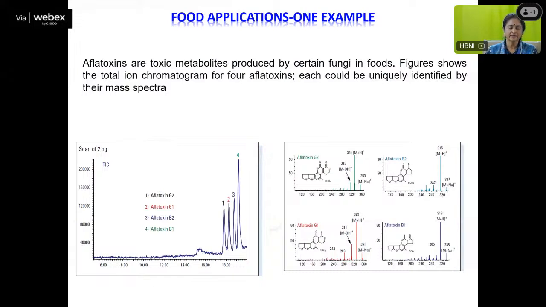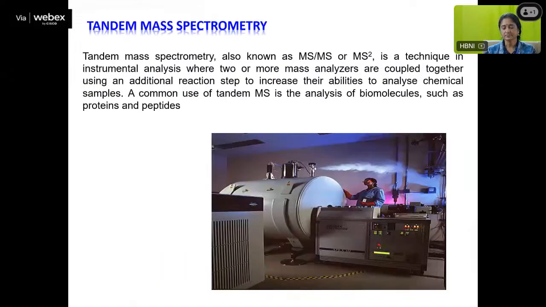One example is given: aflatoxins are toxic metabolites produced by certain fungi in foods. The figure shows the total ion chromatogram for four aflatoxins. Each could be uniquely identified by the mass spectrometer. You can see these four are there. So there are four peaks you are getting for all these four aflatoxin byproducts, metabolites.